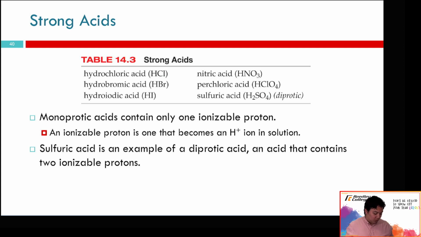So these are some strong acids. The monoprotic acids only contain one ionizable proton. An ionizable proton is the one that becomes an H plus in solution. Sulfuric acid, this is why I was mentioning before, the way I did that equation before, is that sulfuric acid is an example of a diprotic acid, an acid that contains two ionizable protons.